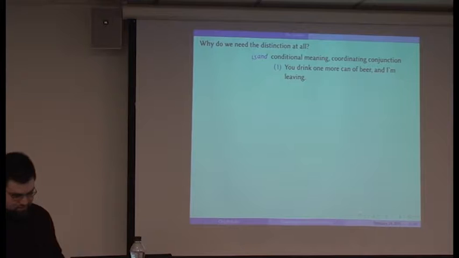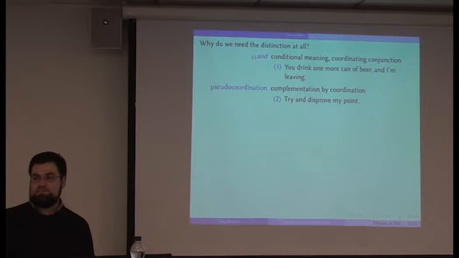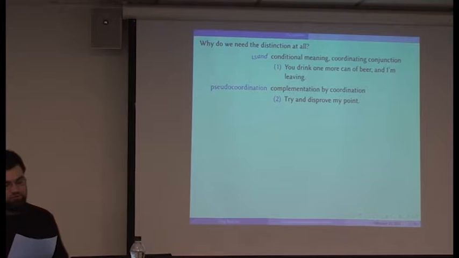A second example is so-called pseudo-coordination, when a conjunction like and is used for linking a complement clause generally to a main clause.